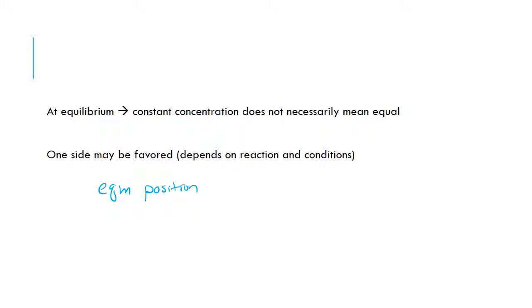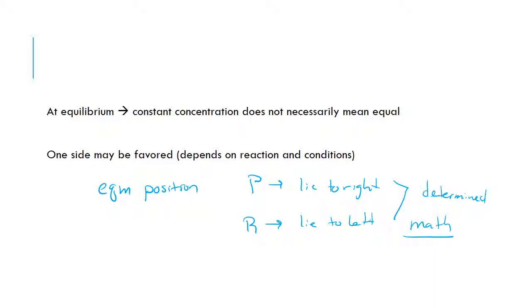If products are favored, that means the equilibrium position is going to lie to the right, to the product side. If reactants are favored, that means the equilibrium position is going to lie to the left, or the reactant side. We can determine this mathematically. And guess what? You're going to learn how to do that.